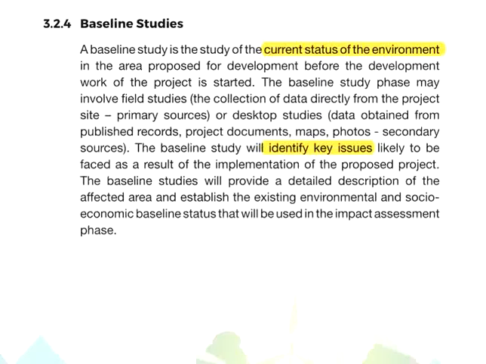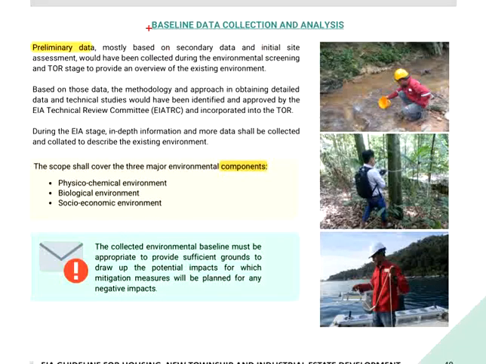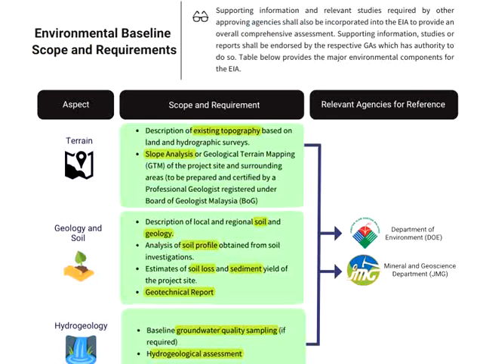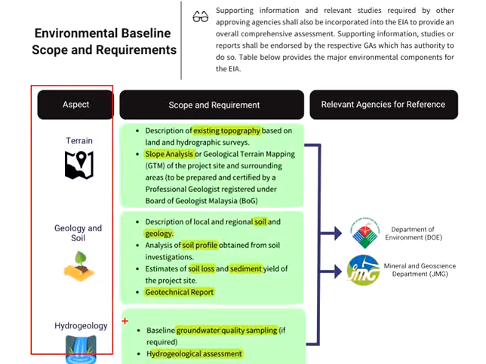That's why it is important to identify the key issues likely to be faced due to the project, and therefore an in-depth study will be required to represent the baseline conditions related to the key issues. To make it simple, the baseline data are normally collected covering the three major environmental components, which are physical-chemical environment, biological environment, and socio-economic environment. The guideline provides some scopes and requirements for the environmental baseline. These are the aspects to be considered.